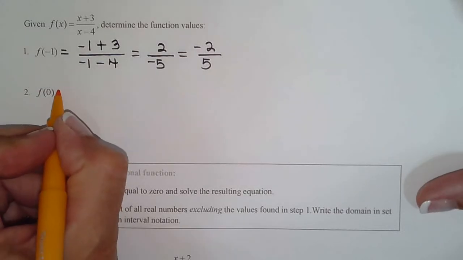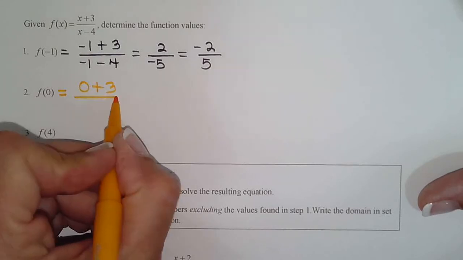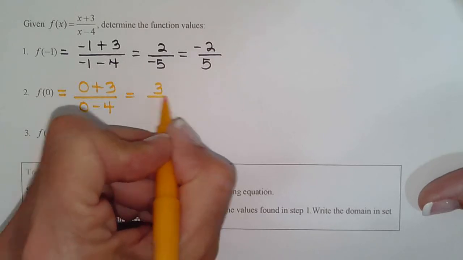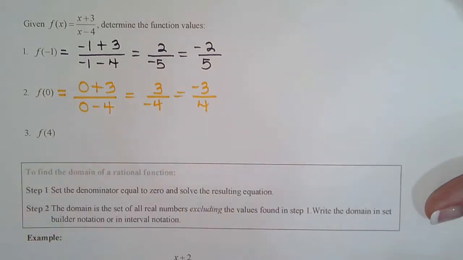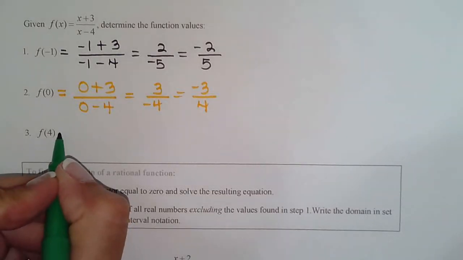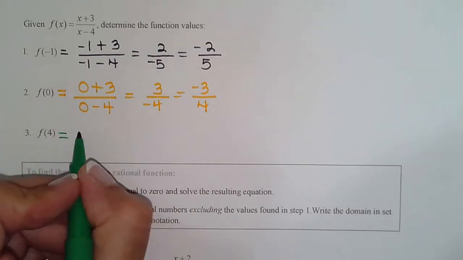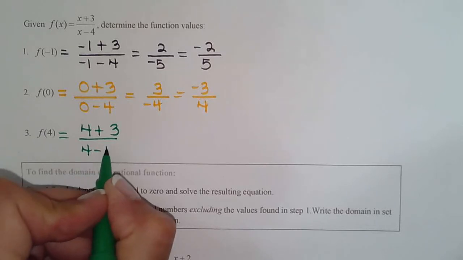Okay, so f of 0 would be 0 plus 3 over 0 minus 4, which is 3 over -4, which is better written as -3/4. Nice, right? We like this. If it could stay like this, we'd be real happy. Okay, f of 4 means evaluate the function at x equals 4. So 4 plus 3 over 4 minus 4.